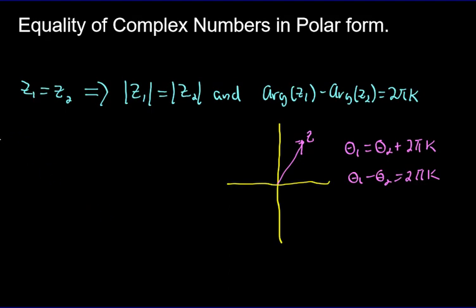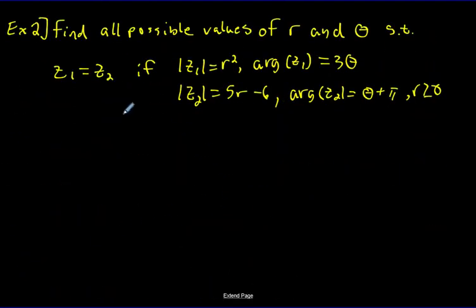So an example they give us is example 2. It says find all possible r and theta such that the complex numbers z1 and z2 are equal. If these parameters are true, the modulus of complex number z1 is r squared, and its argument is 3 times theta. And for z2, its modulus is 5r minus 6, and its argument is theta plus pi. So let's start with the first one. We know these are equal.